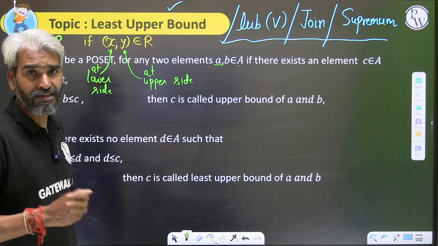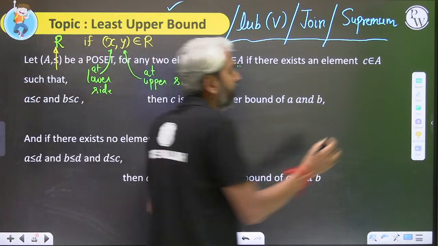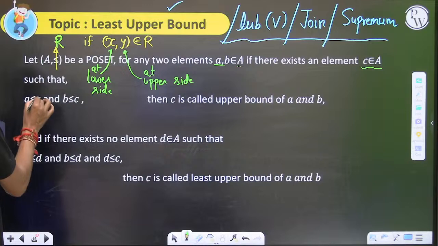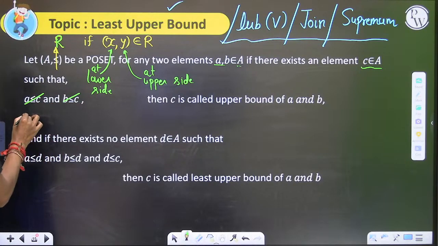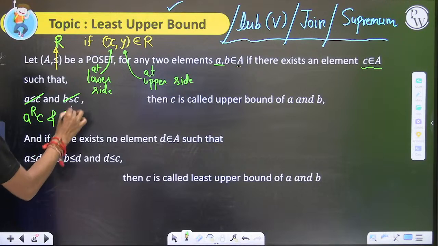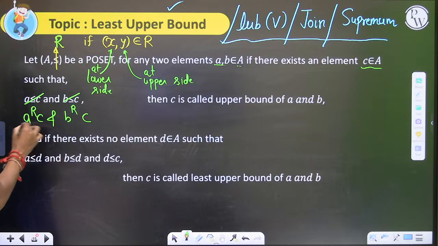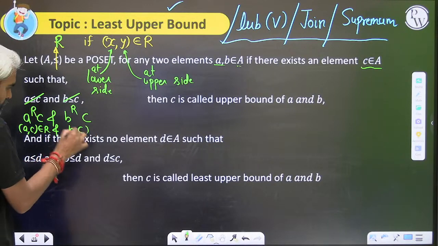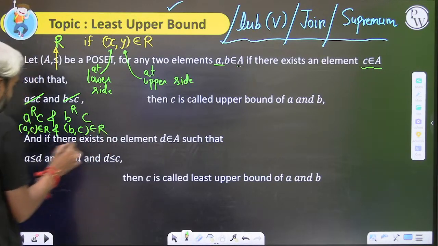Then for two elements A, B belonging to set A, if we have any element C belonging to set A such that A relates to C and B relates to C, what does it mean? That is, A, C belongs to R and B, C belongs to R.